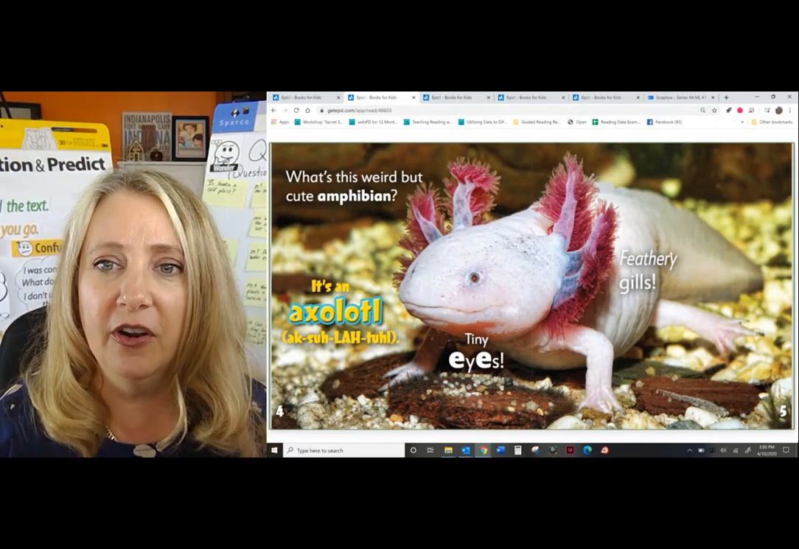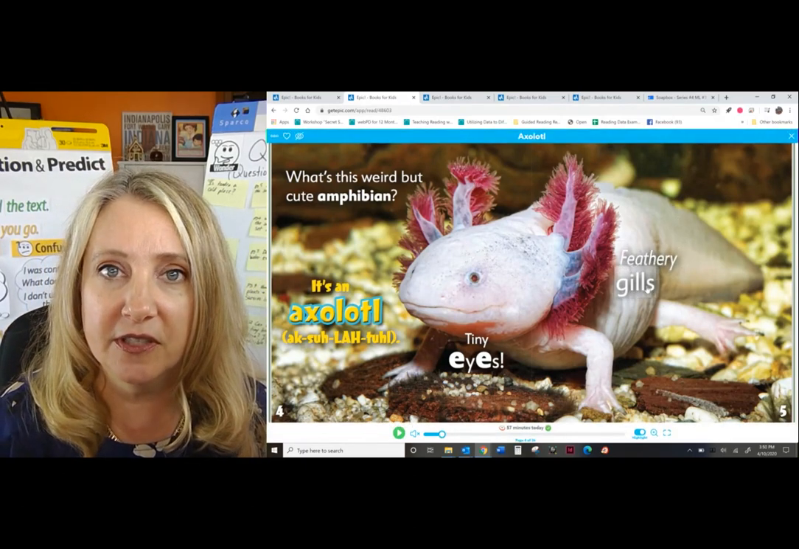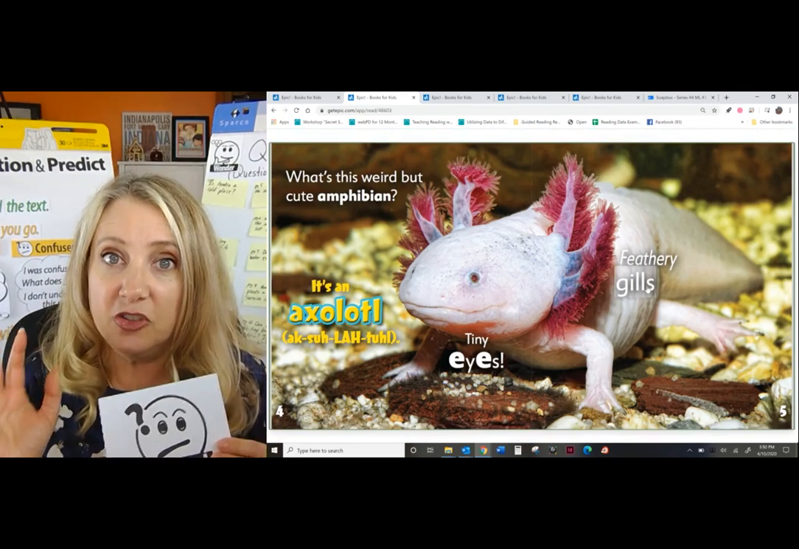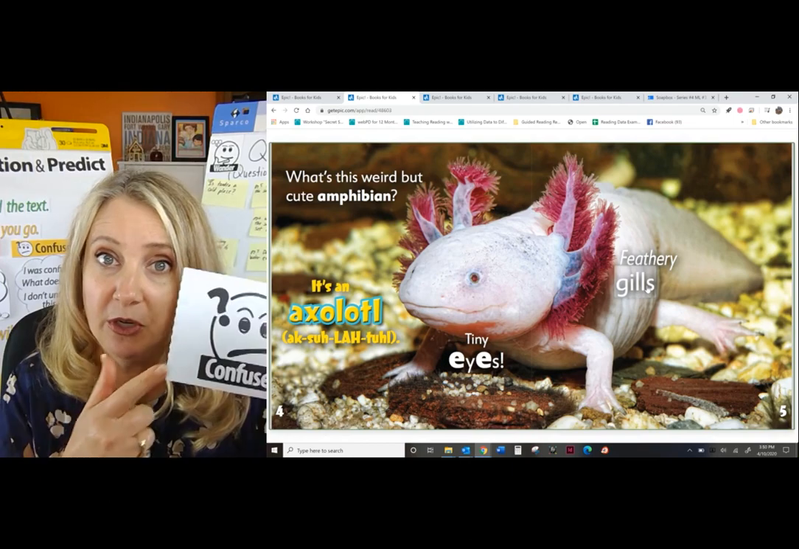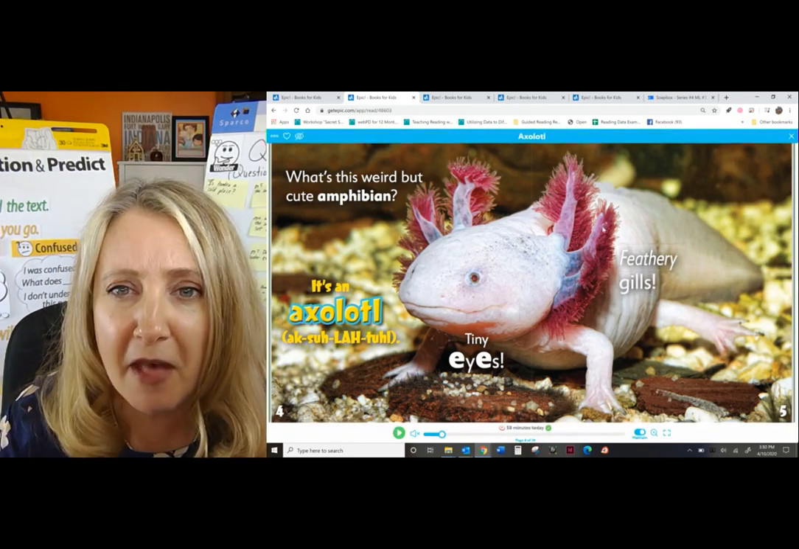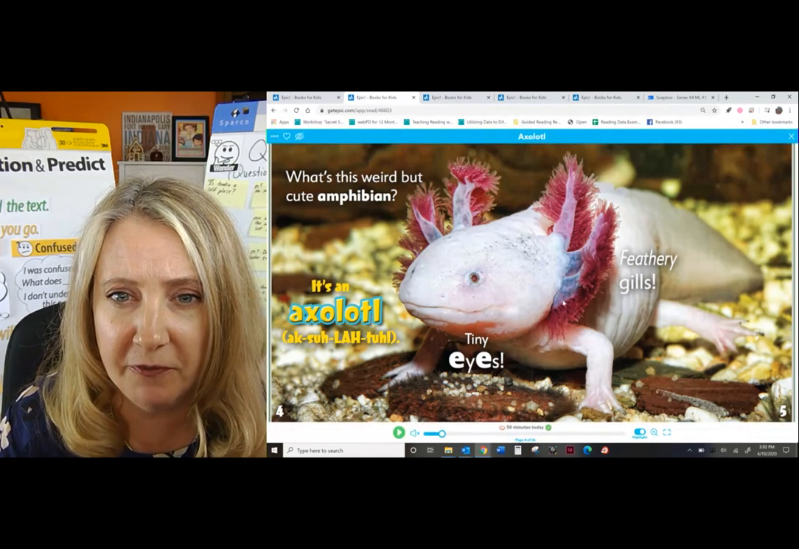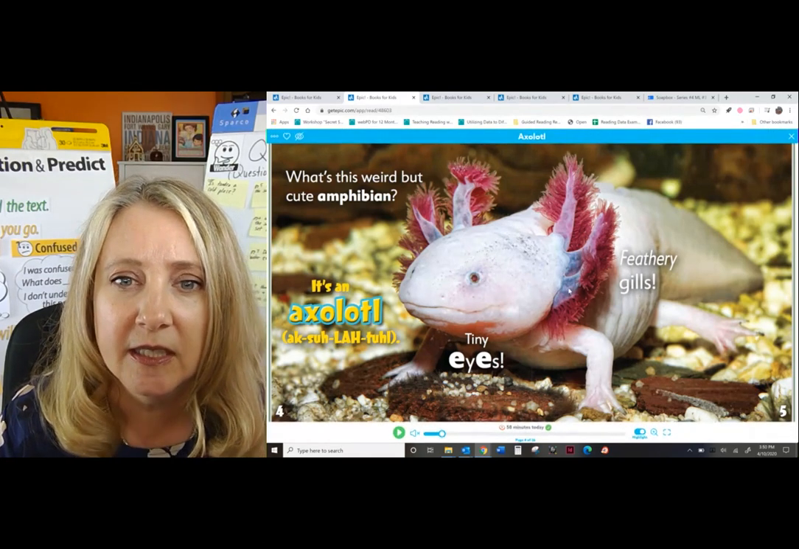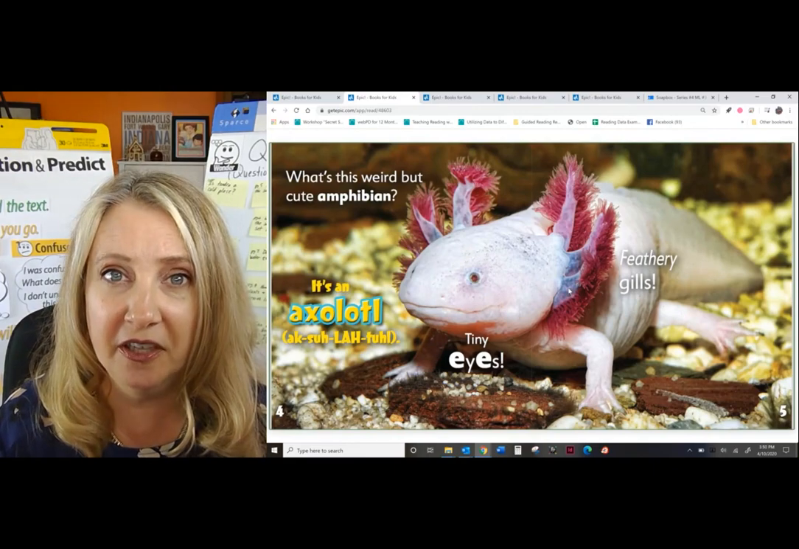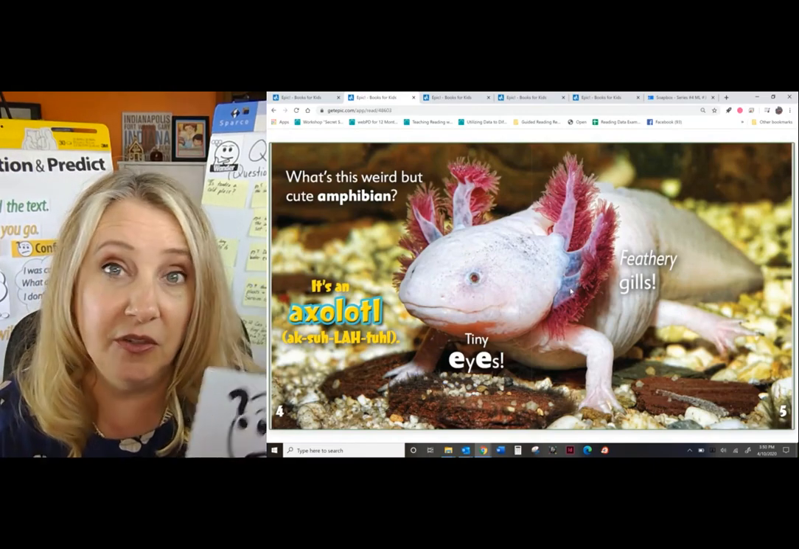How about over here? Feathery gills. Were you wondering about gills? Okay, well, we can check the text features. When we're confused, we can help ourselves. So let's look at the picture. So feathery, those kind of look like feathers. You think those are gills? But do we really know what that word means? Do we know what gills are? We're still kind of confused.